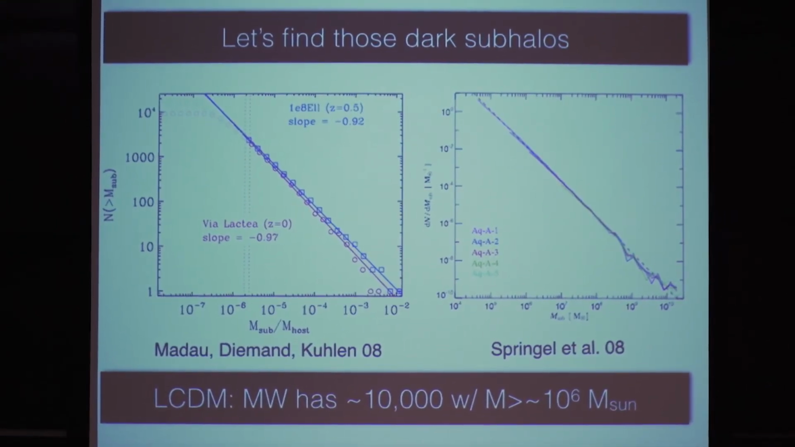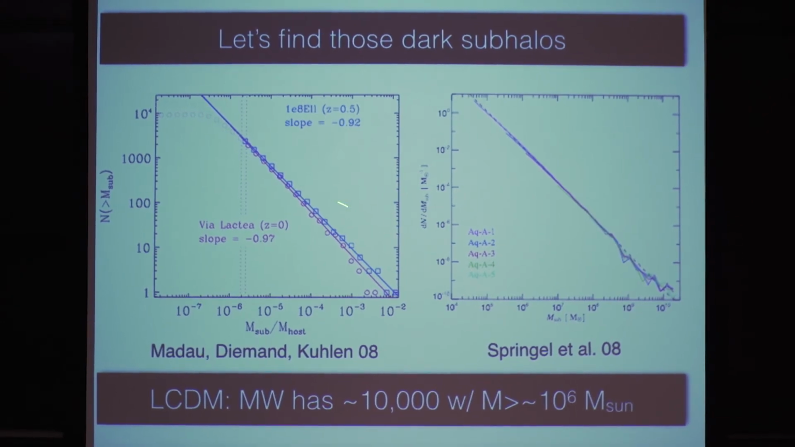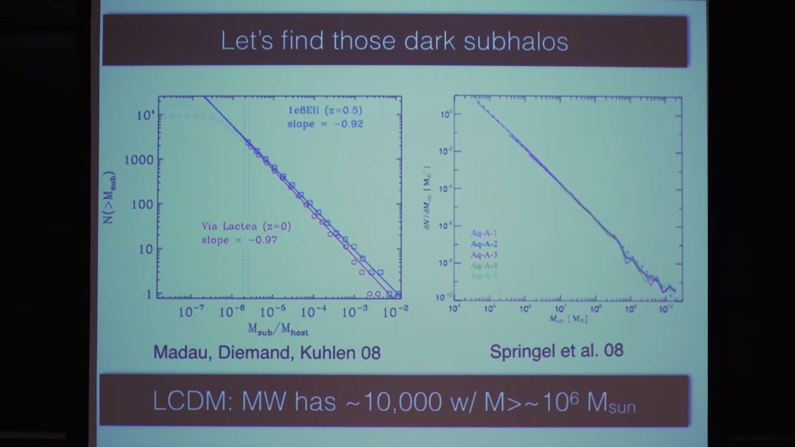So now I'm going to preach, because I think this is the most important thing. I would argue that the most important thing we could be doing right now in nonlinear structure formation, broadly defined, is looking for these dark subhalos that are supposed to be out there and we haven't found.